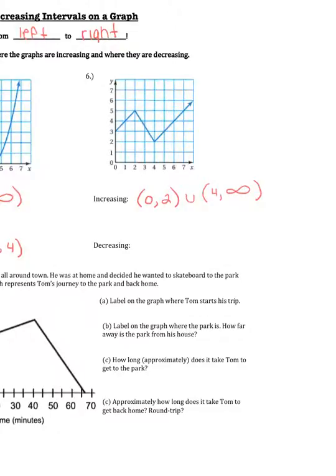So now I want to find where it is decreasing. And I see that it's decreasing right here, from this point where x is 2 up until where x is 4. And so that would be my interval for decreasing. I would say from 2 to 4.